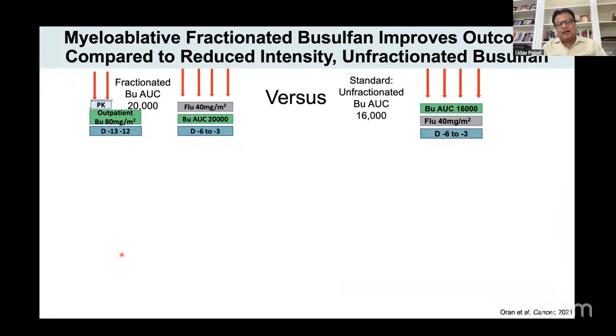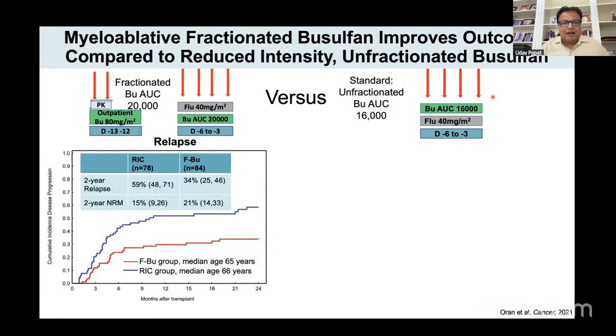And then the question is, does it actually reduce relapse rate? So we compared the patients who got this myeloablative dose of area under the curve 20,000 to our standard 4-day regimen. So we compared this fractionated regimen with myeloablative busulfan with low dose regimen, and this was not a randomized trial, but that was a matched cohort study. And what we find here is the relapse rate, 2-year relapse rate, significantly goes down from 59% to 34% without much change in the non-relapse mortality.